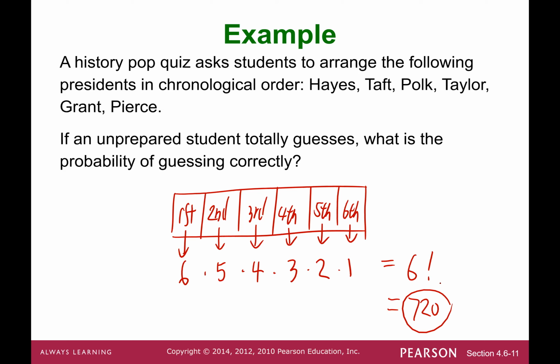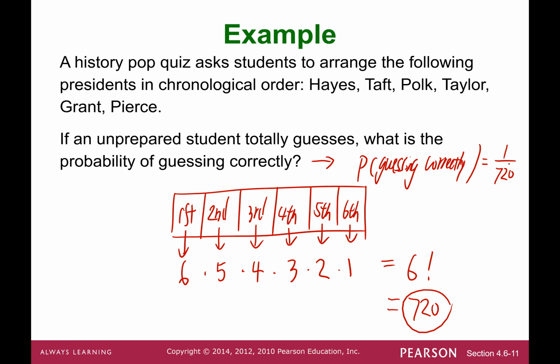All right, any question on this? Just like arranging 6 students in 6 chairs, very similar idea. Same thing here, just guessing them randomly. You have 720 different outcomes. However, only one of them is a proper outcome, right? So the probability of guessing that correctly is 1 correct outcome out of 720.